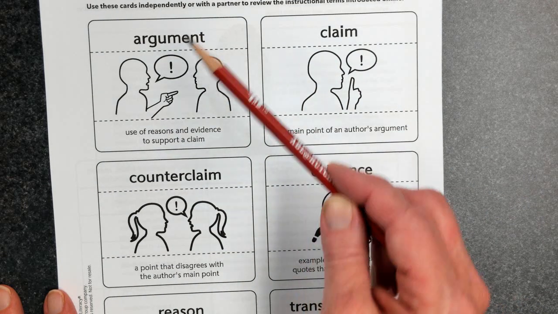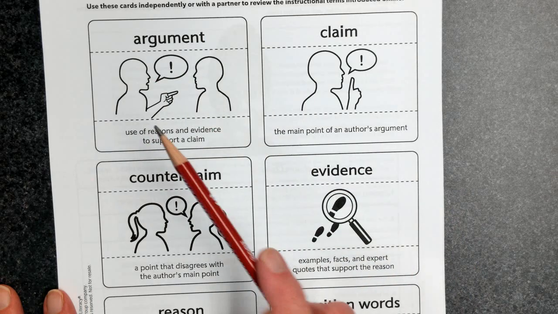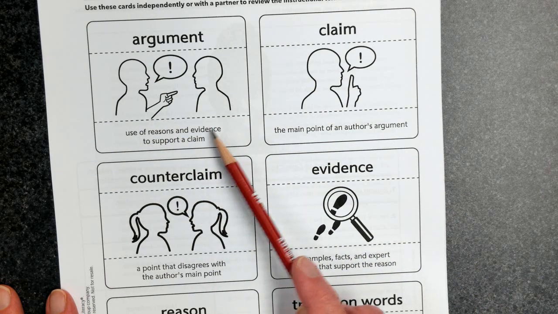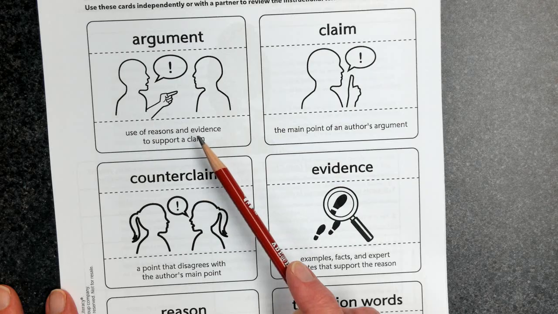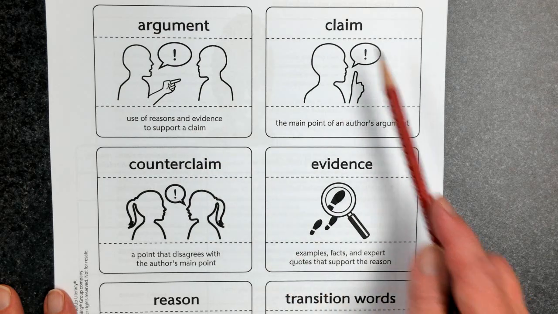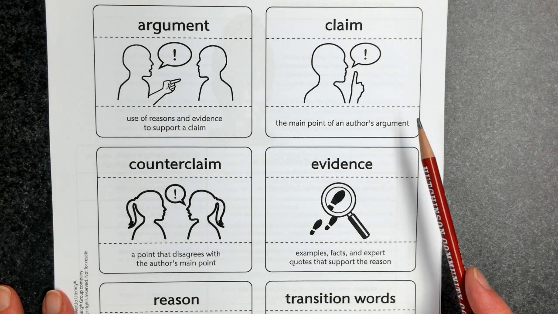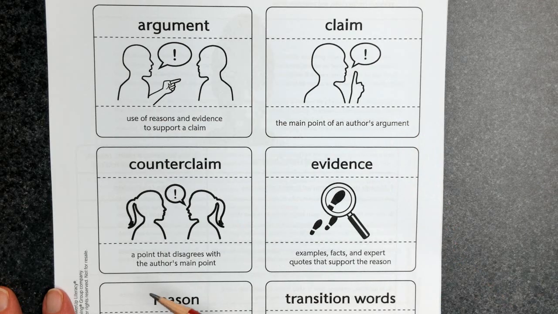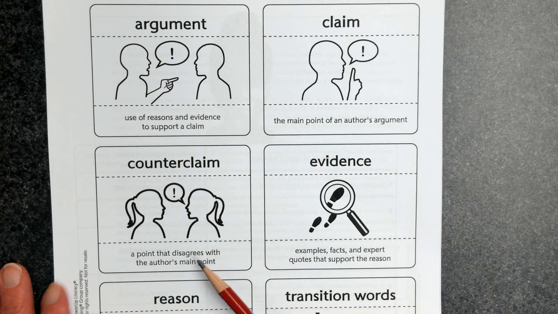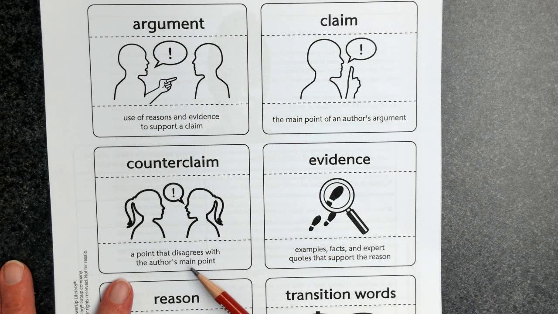You know argument. It's the overall thing. Use of reasons and evidence to support a claim. Okay. The claim is the main point of an argument. Okay. Then the counterclaim is a point that disagrees with the author's main point.